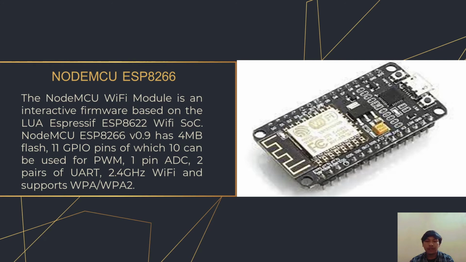NodeMCU ESP8266 V0.9 has 4 megabit flash, 11 GPIO pins of which 10 can be used for PWM, 1 ADC pin, 2 pairs of UART, 2.4 GHz Wi-Fi, and supports WPA or WPA2.